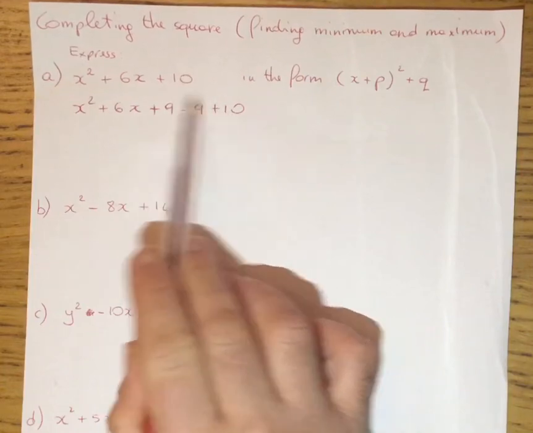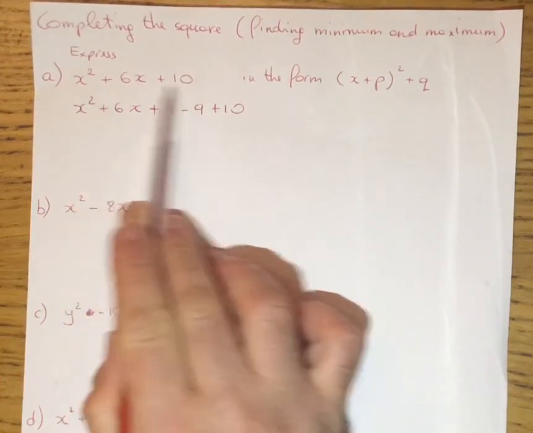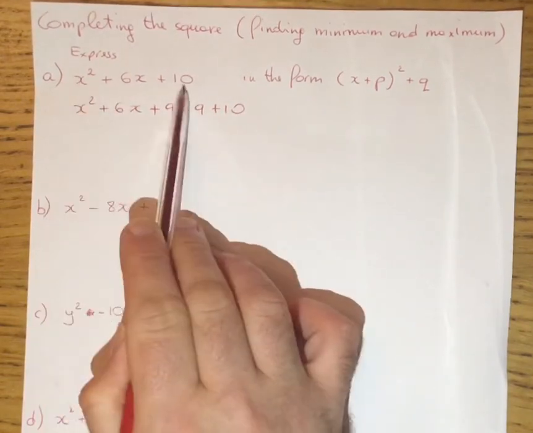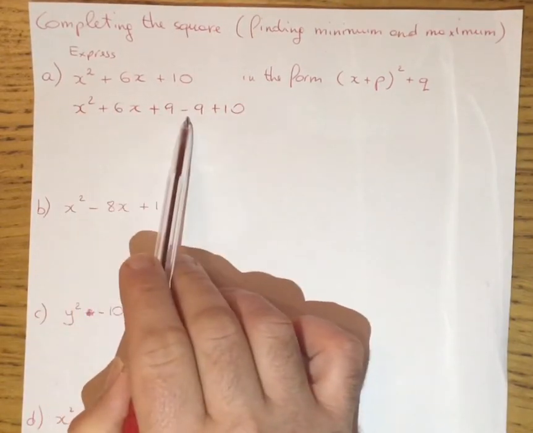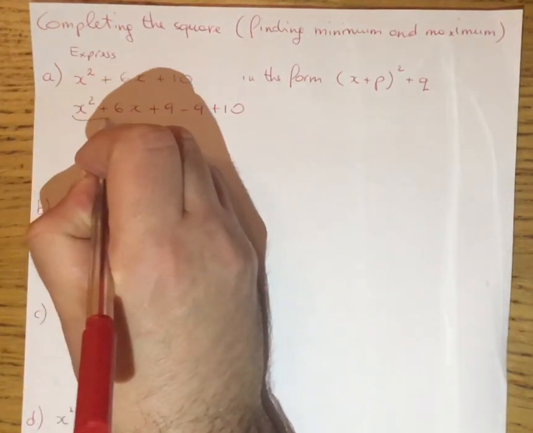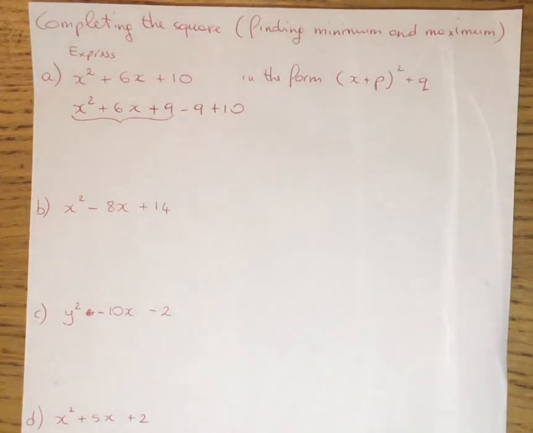The 10 was already there. So all I've done is I brought the same as this, and then I added a number and took away the same number. So this is exactly the same as that. Why did I do that? Because now this is a perfect square.